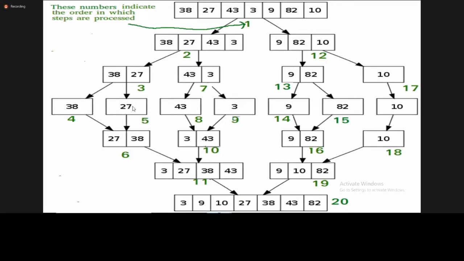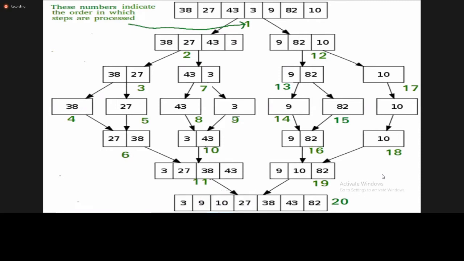So compare these two values, 38 and 27. Which one is the minimum? Which one is the lower value? 27. So 27 moves here, and 38 moves here. So up to here, this part is over.